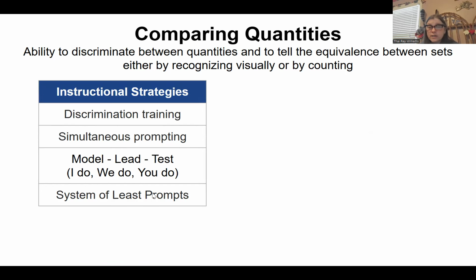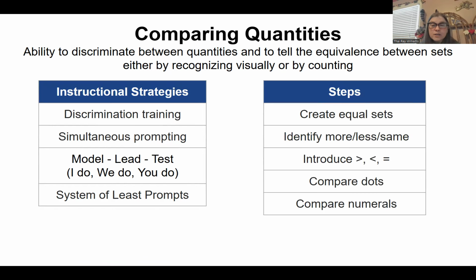Here are instructional strategies that are effective. Discrimination training: training a student to a specific stimulus and then rewarding correct responses to that stimulus and only correct responses. Using simultaneous prompting, model test, and system of least prompts. Now you can see, I'm telling you, you can teach anything, right? Look at all of these skills that you can teach using the instructional strategies that you've learned so far.